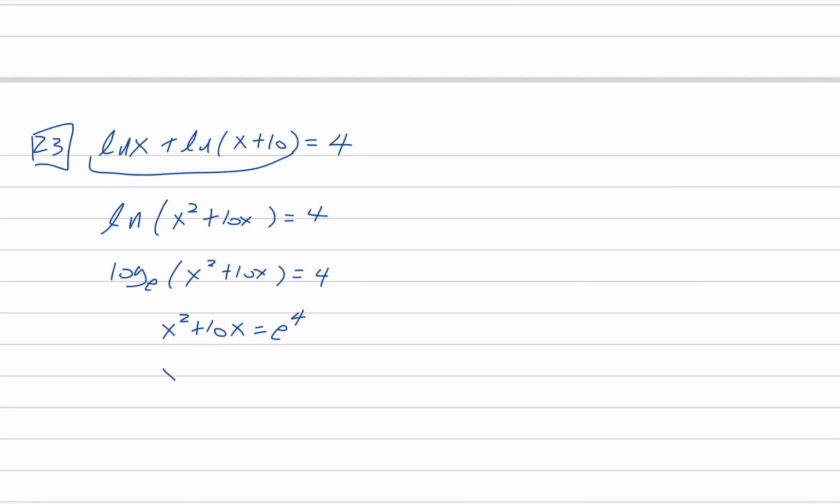So rewrite it. Subtract e to the 4 both sides. Now, e to the 4 is a number, so we treat it like a number. So here we can use quadratic formula. x equals minus b. So here c is e to the 4. Right, so just plug the numbers.